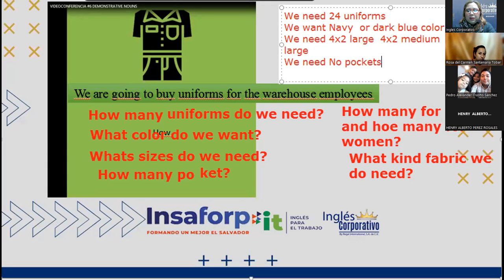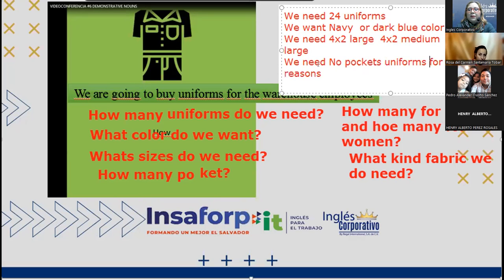Y aquí le vamos a poner for security reasons. We need no pockets. Uniforms, right? Vamos a ver. O podemos decir uniforms without pockets, ¿verdad? Without, que sería sin. Entonces nos quedaría algo así.